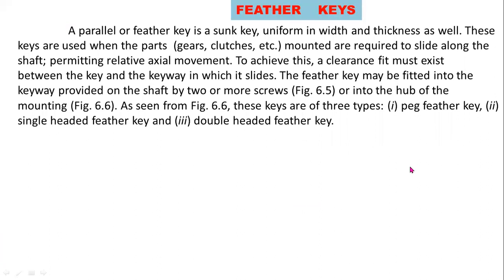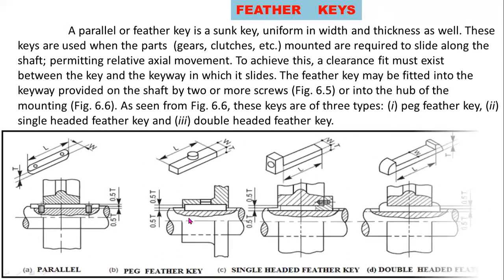Feather keys. A parallel key or feather key is a sunk key, uniform in width and thickness. These keys are used when the parts, gears, clutches, etc. mounted are required to slide along the shaft, permitting relative axial movement. To achieve this, a clearance fit must exist between the key and the keyway in which it slides. The feather key may be fitted into the keyway provided on the shaft by two or more screws or into the hub of the mounting.